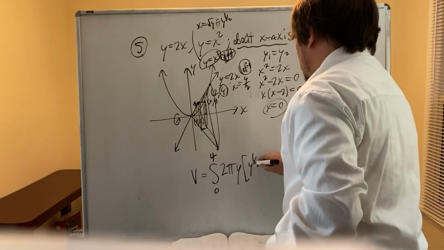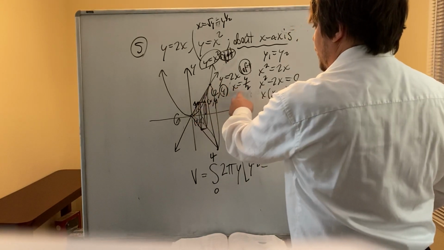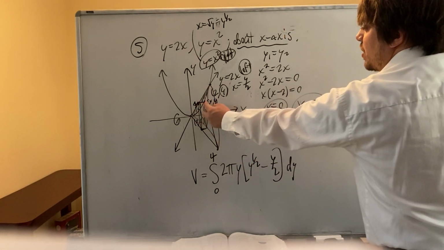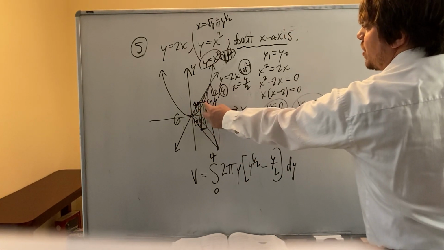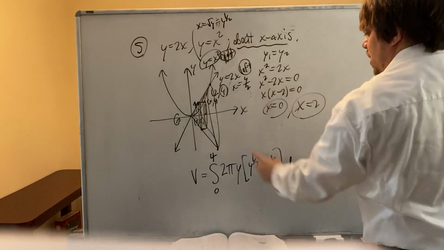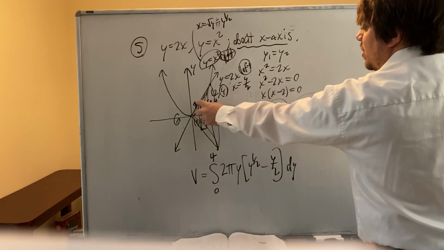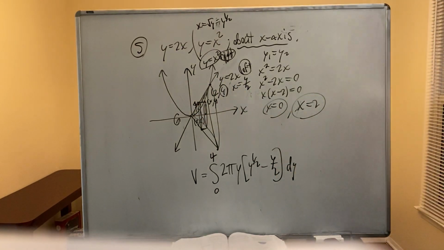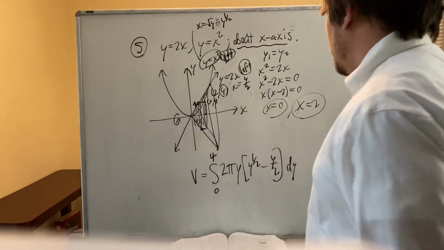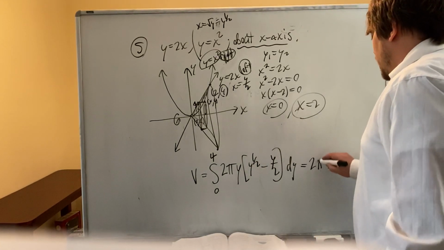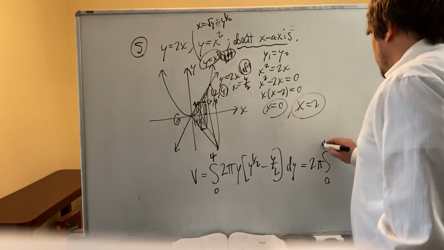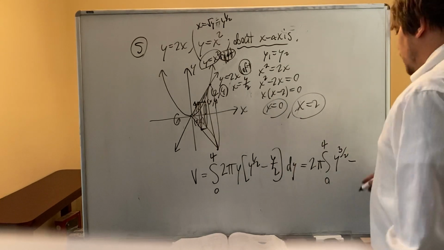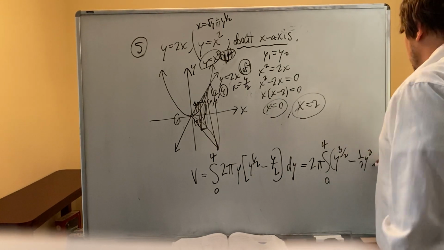So it's the right function minus the left function, which is y over 2. The change in x values is this x value minus that x value: y to the 1/2 minus y over 2. And that's dy. So you just calculate this definite integral, and then that's the answer. So this is 2 pi times the definite integral from 0 to 4 of y times that, which is y to the 3/2 minus 1/2 y squared dy.